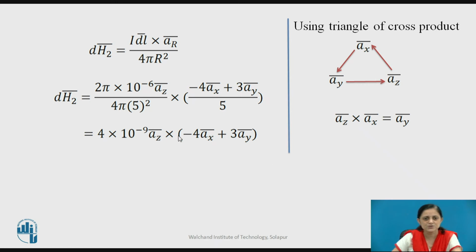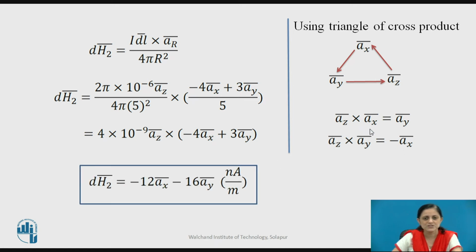So a bar z cross with a bar x, you are getting the value equal to a bar y. Next is a bar z cross with a bar y. When a bar z is crossed with a bar y, it follows the clockwise direction, so opposite of this arrow, and therefore you are getting a bar z cross with a bar y is equal to minus a bar x. So let us put these values in this equation. Thus you are getting the value for dH2 bar is equal to minus 12 a bar x minus 16 a bar y into 10 raised to minus 9, therefore nano ampere per meter is the unit for dH2 bar. So this is how you can solve the equation for the incremental magnetic field intensity.